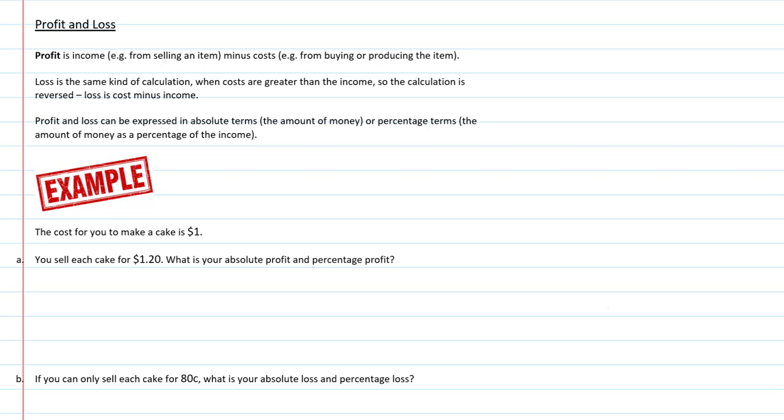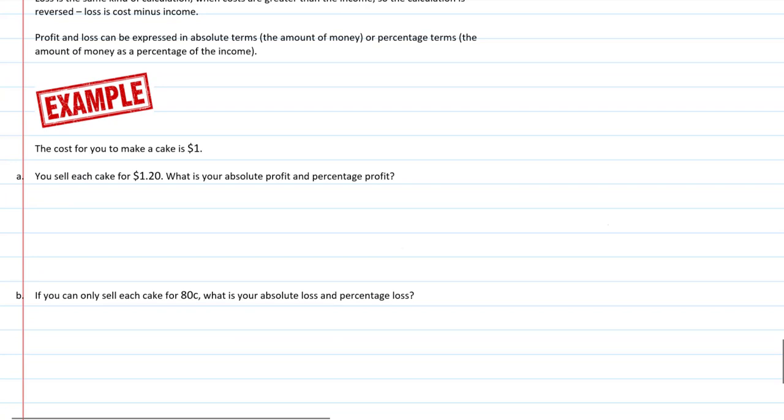So the cost for you to make a cake in this example is $1, and you sell each cake for $1.20. What is your absolute profit and percentage profit? Well, the absolute profit is equal to the selling cost, SC, minus the production cost, PC. And I've just made those up. It could be anything, but in this case it's equal to $1.20, but it costs me $1, so it's equal to 0.2 or 20 cents. And this is per cake.